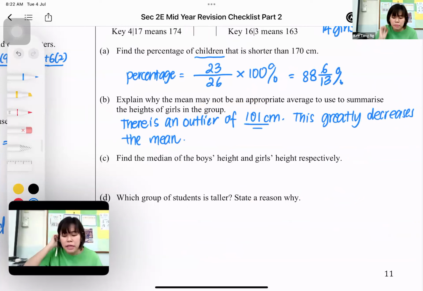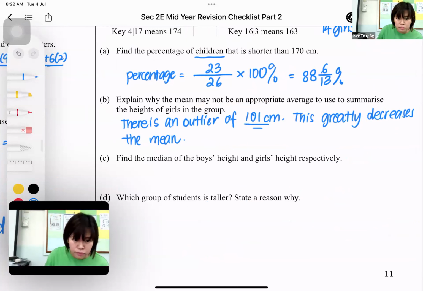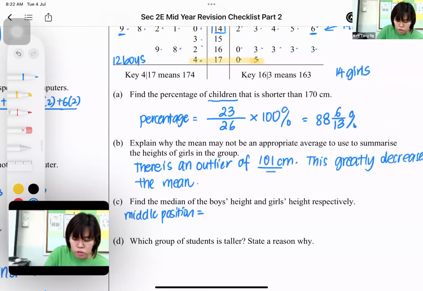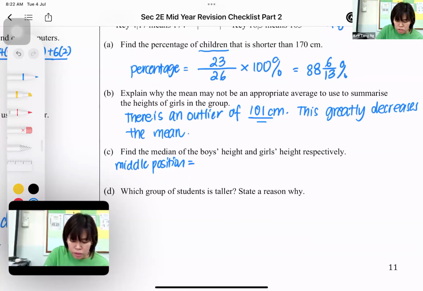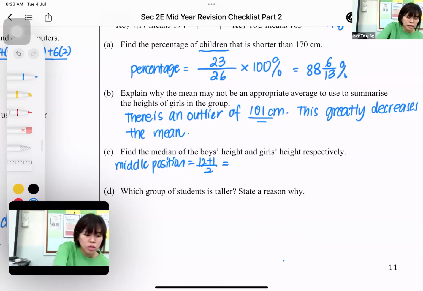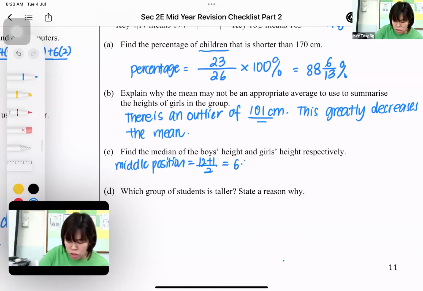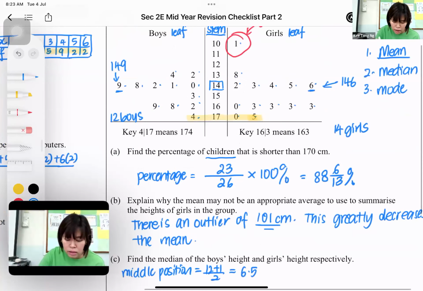Next one, find the median of the boys' height and the median of the girls' height. So to find the median, first we must find the middle position for the boys. The middle position for the boys, with a total of 12 boys, is 12 plus 1 divided by 2. That gives me 6.5, which means I'm looking for the 6th and the 7th data value.